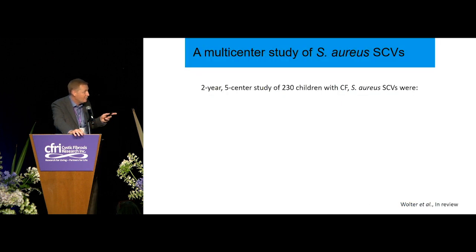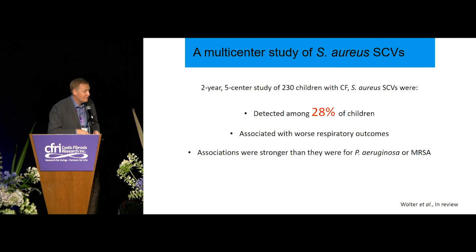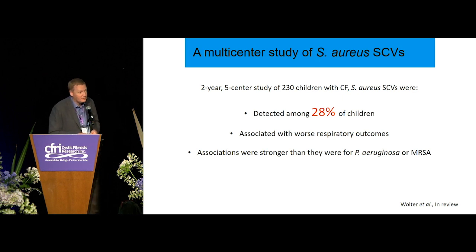They did follow that up then with a multi-center study, not just Seattle. They looked at 5 programs over 2 years, almost 250 children at this point. Saw very similar rates. 28% of children were found to have small colony variants, and those children who had that were not doing as well as the children who did not. And that association with not doing as well was even stronger than the association with growing Pseudomonas or MRSA, some infections that we pay a lot of attention to.